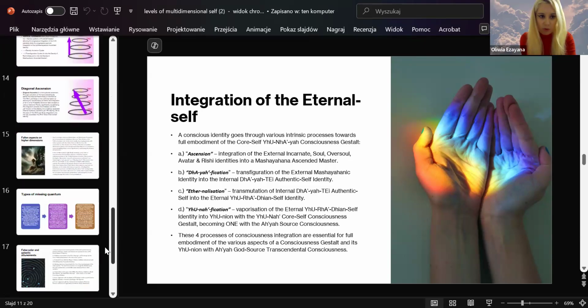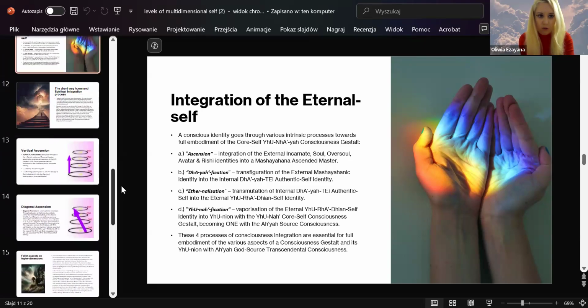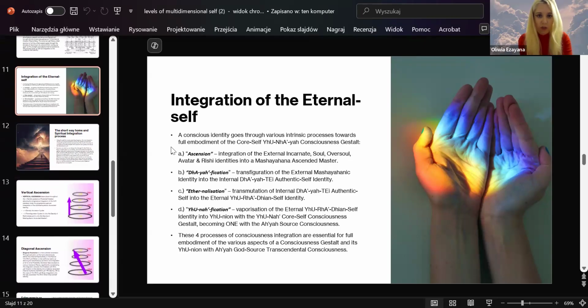is taking place throughout a few stages. First, we have something that is called ascension in simple terms, and this is the integration of the external incarnate soul, oversoul, avatar, and rishi identities into a Mashayana ascended master.